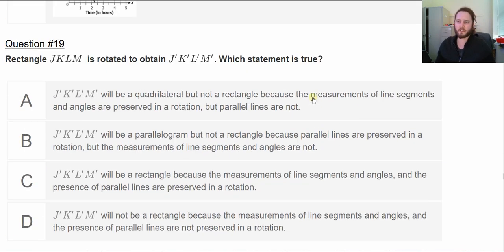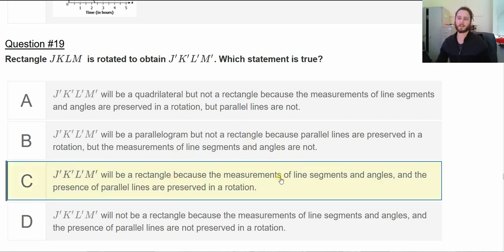For number 19, talking about graphing, it says a rectangle is rotated and we obtain a new shape. So we're asking which statement is true about a rotation. A says that it will be a quadrilateral but not a rectangle. Is that true? If I take a rectangle and I rotate it, is it not a rectangle anymore? Well, yeah, of course, it's still a rectangle. So A, not true. B, it's a parallelogram but not a rectangle. Again, no. A rotation does not change what the shape is. It'll still be a rectangle.